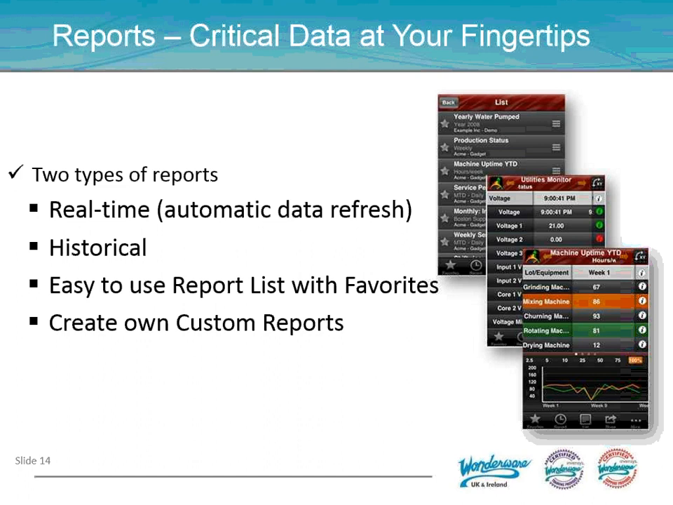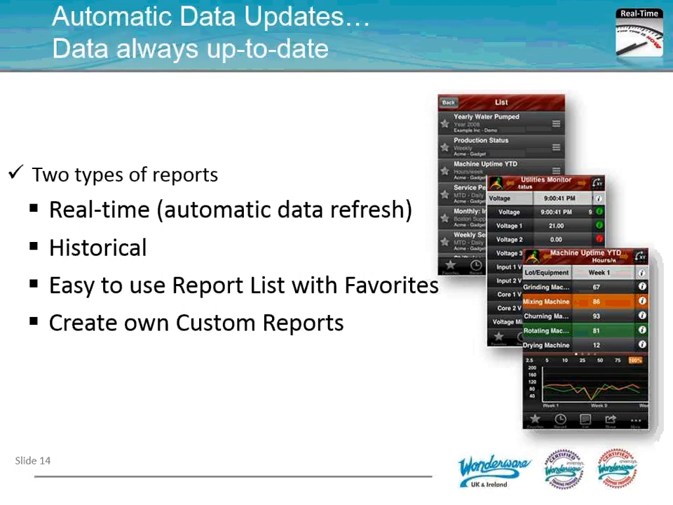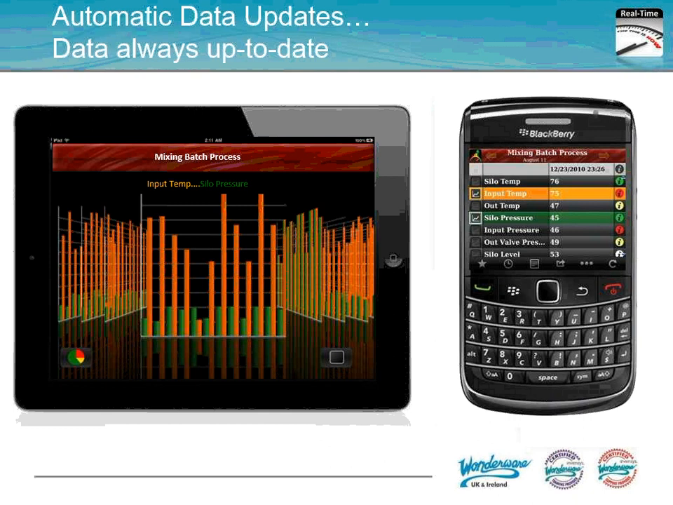there are two types of reports. There's the real-time automatic refresh or the historical reports. And there's an easy-to-use report list. You can tag each of the different reports and say, I want to add these to my favorites list. And you can even create custom reports from the device using the data that's been captured. It allows you to stay up to date with the information on tablets and mobile devices.